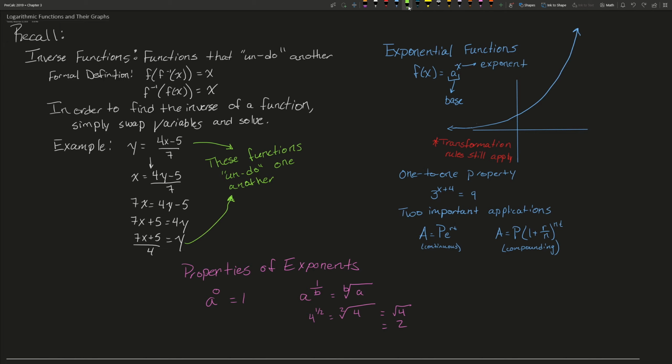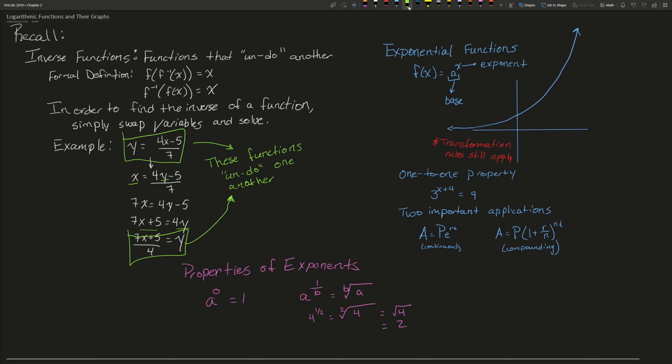So if we have the example y is equal to (4x minus 5) divided by 7, in order to find the inverse, we swap the x variable and the y variable, and then we just solve for y. So when we do that, we'd have to multiply both sides by 7 in this case, so we'd get 7x is equal to 4y minus 5. We'd add 5 to both sides, and then we would divide everything by 4. So in this example, this function undoes this function, and vice versa.